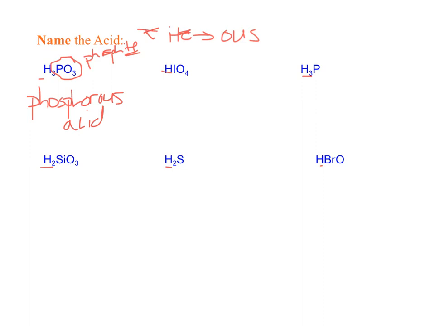Okay, HIO4. So once again, I see a group, IO4, so I'm not going to say hydro. I'm going to look up IO4, and that's periodate. What do we do when things end with ate? If you ate it, it tastes ick. And so we're going to take out the ate and put in ic.